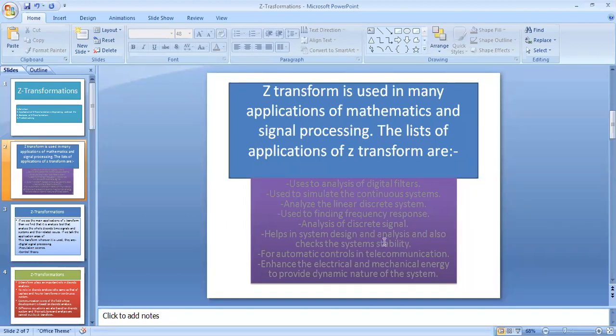That means testing the stability for automatic controls in telecommunication. This transform is also used for automatic controls in telecommunication, especially in electronic and telecommunication engineering. You are ETA students, you must know about it. For automatic controls in telecommunications, it enhances the electrical and mechanical energy to provide the dynamic nature of the system. To design the dynamic nature of the system, we have to apply the Z transformation.